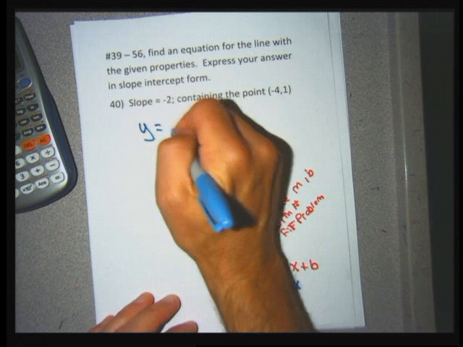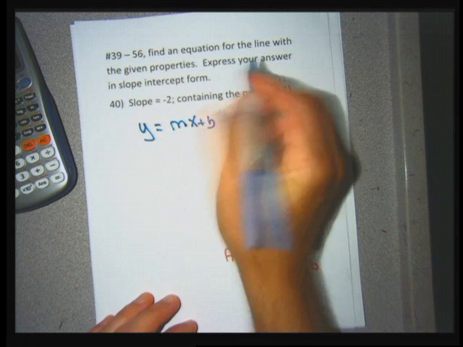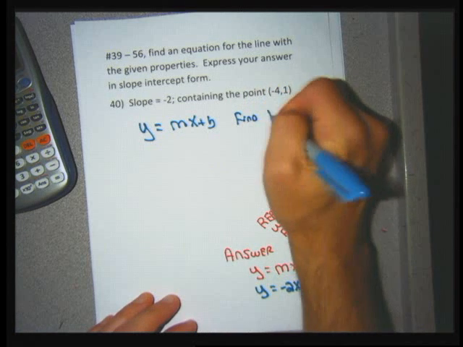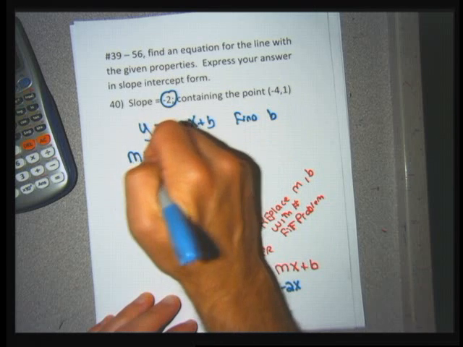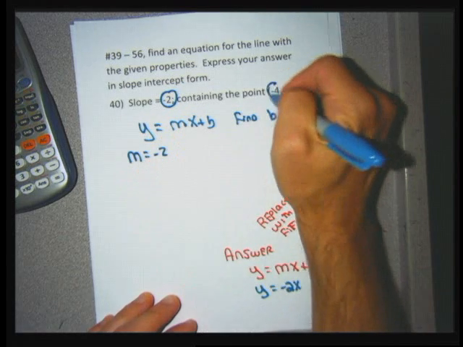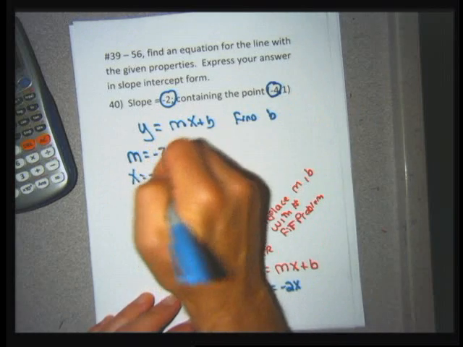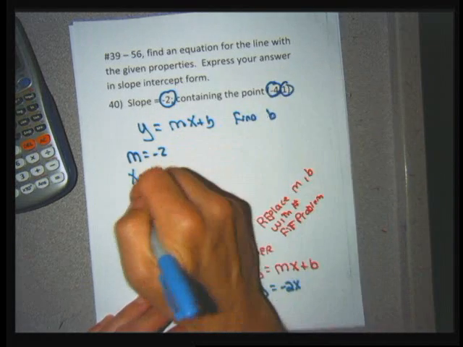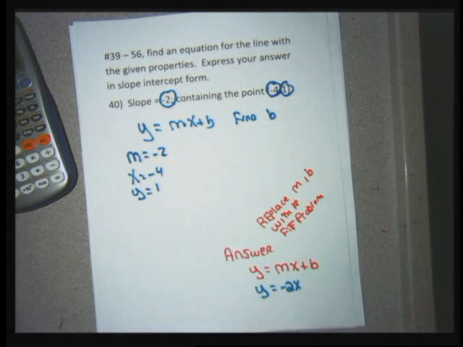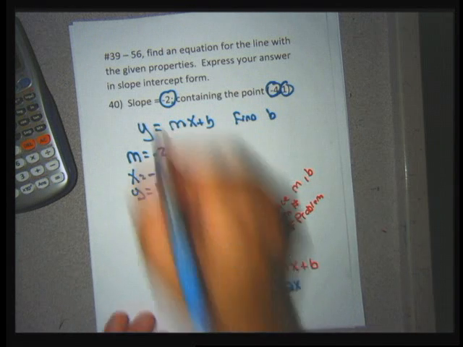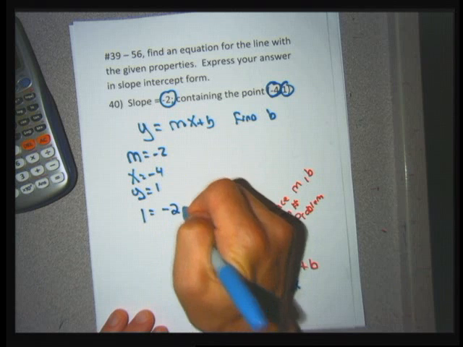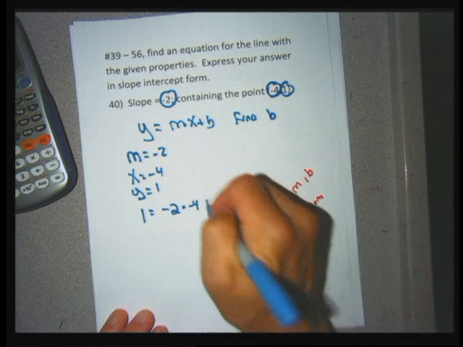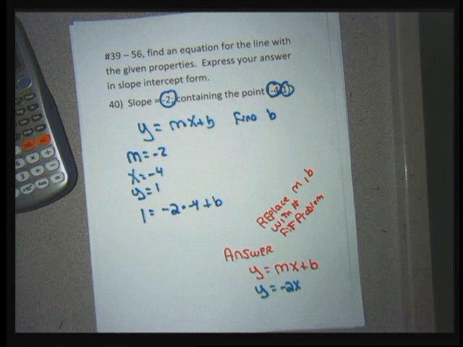I'm going to use the equation y equals mx plus b to help me find b. Specifically, into this equation, I'm going to replace the m with negative 2, the x with negative 4, and the y with 1, because that's the information that fits this problem. When I do that, I get 1 for y equals negative 2 for m times negative 4 for x plus b. I have an equation only missing the b, so I'll be able to solve this equation for b real quickly.